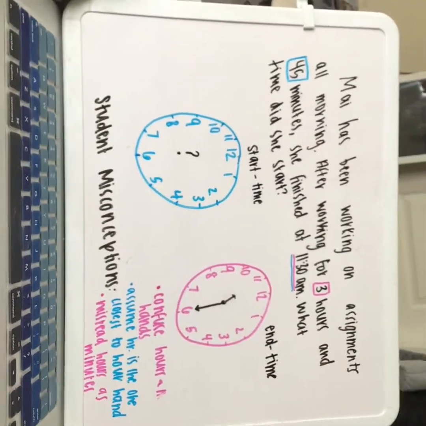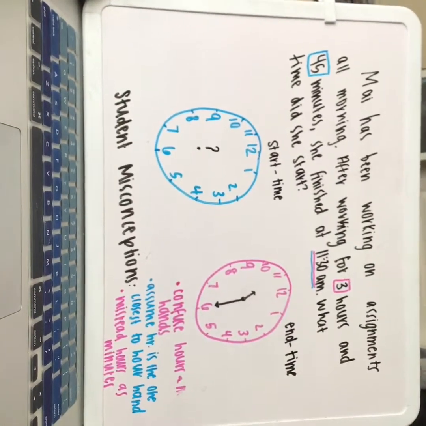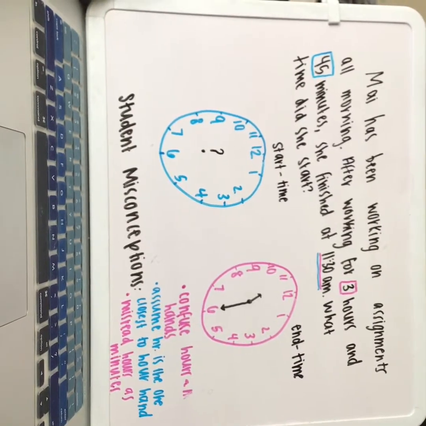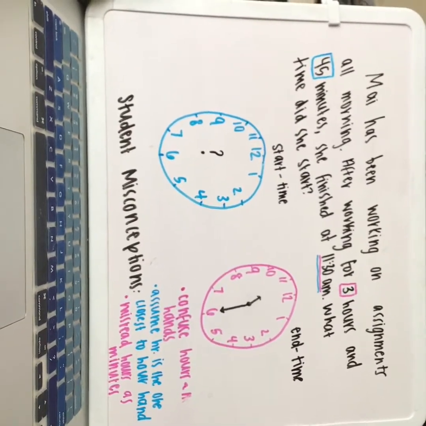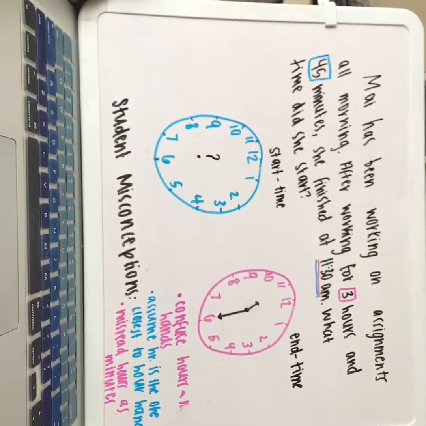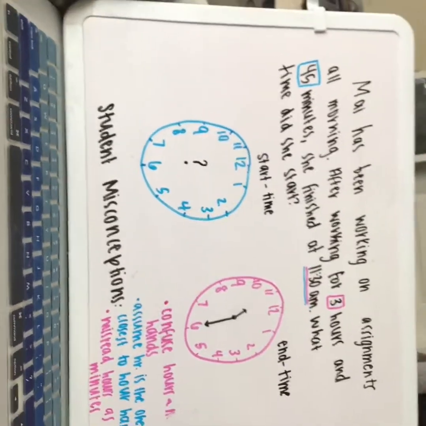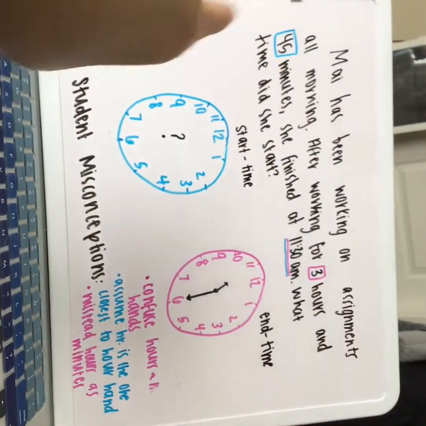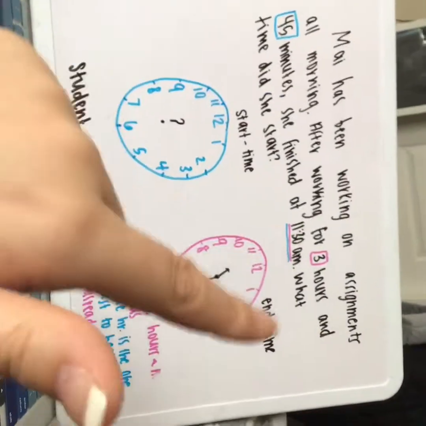Maya has been working on assignments all morning. After working for 3 hours and 45 minutes, she finished at 11:30 a.m. What was the time she started? So this word problem gives us a couple variables. First, we know that she works for 3 hours and 45 minutes and that she finished at 11:30 a.m.